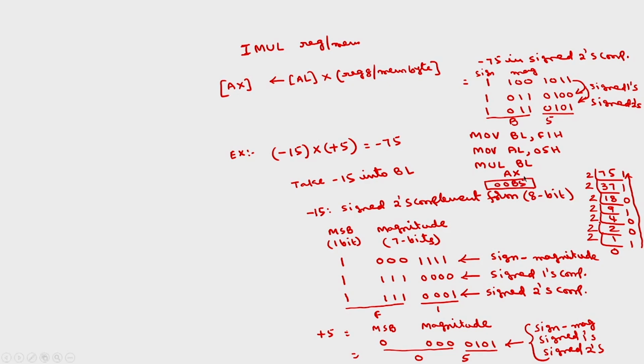This is about signed multiplication or any signed arithmetic. In signed arithmetic, whether it is addition, subtraction, multiplication or division, you have to take both the operands in signed 2's complement representation and you will get the result also in signed 2's complement representation. So this is the difference between MUL and IMUL. IMUL is for signed multiplication.